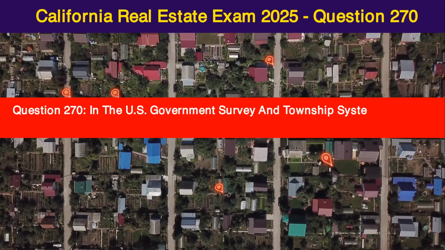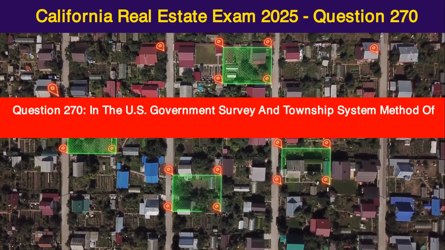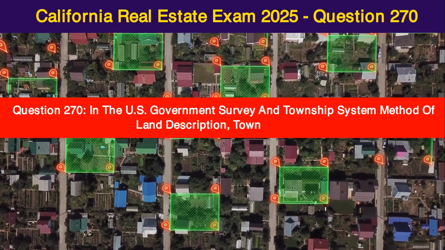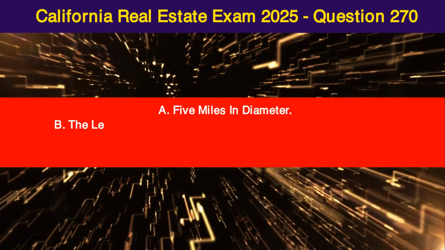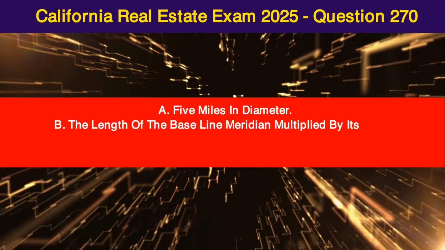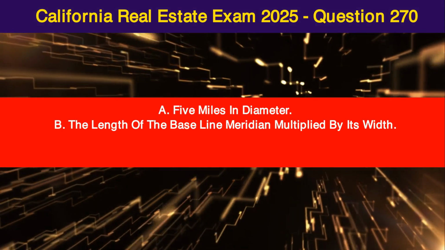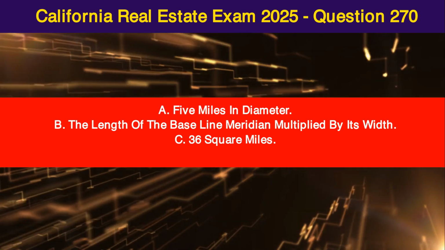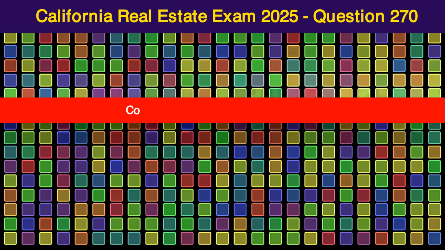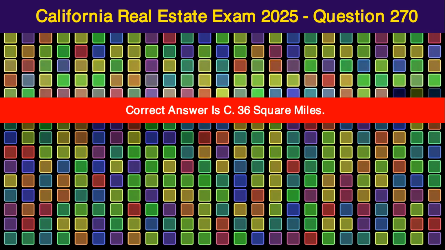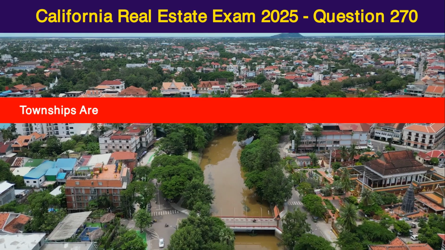Question 270. In the U.S. Government Survey and Township System method of land description, townships are A. 5 miles in diameter, B. the length of the baseline meridian multiplied by its width, C. 36 square miles, D. the amount varies from county to county. Correct answer is C. 36 square miles.